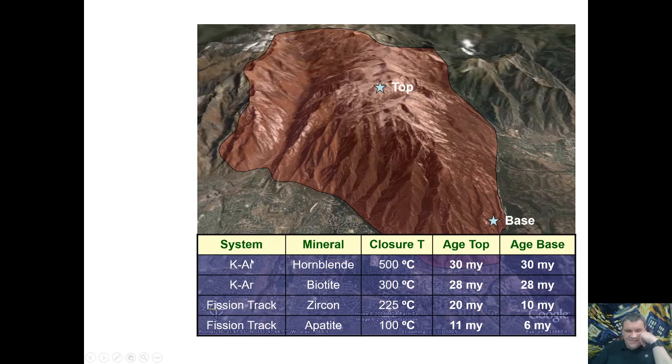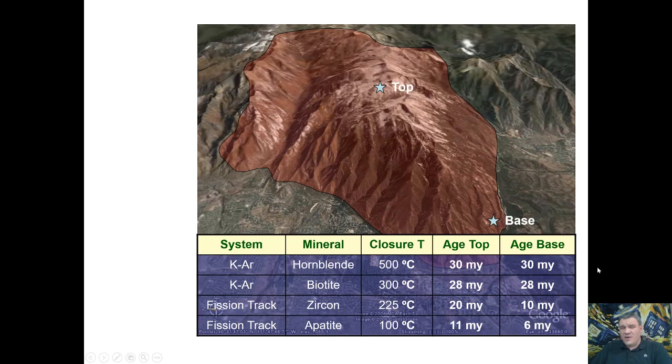So as we look at this, looking at the system of potassium to argon in the mineral hornblende, remember this is a closure temperature of 500 Celsius. Using this system, it says that the age at top and the age at the base are both 30 million years old. Okay, that seems fine, rocks are old. But then when we look at potassium to argon in biotite, then it claims that it's 28 million years old. So we have two different ages for this rock.